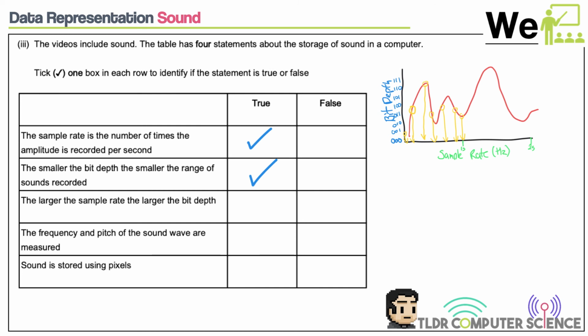The larger the sample rate, the larger the bit depth. Good. So these have nothing to do with each other, right? So you could have 10,000 sample rate and 1 bit depth. So they don't have anything to do with each other. So you can say false.